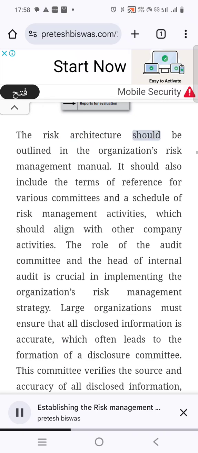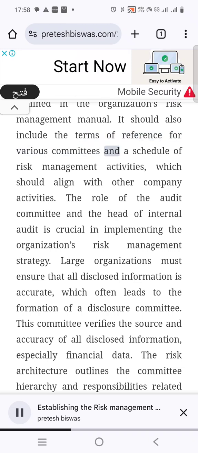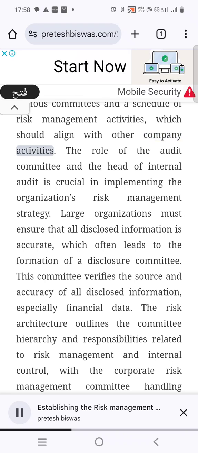The risk architecture should be outlined in the organization's risk management manual. It should also include the terms of reference for various committees and a schedule of risk management activities, which should align with other company activities.